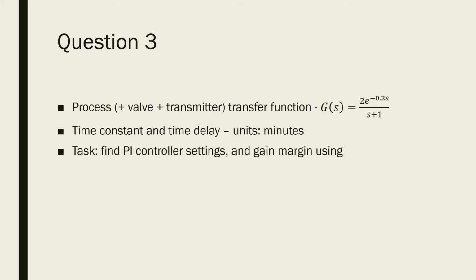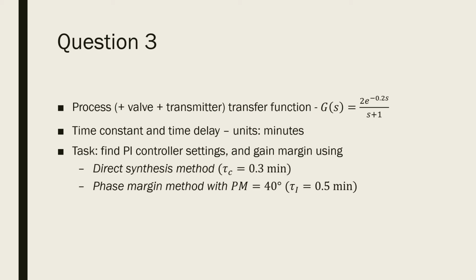Our task is to design a proportional integral controller and to compute the gain margin using two methods: the direct synthesis method, where the desired closed loop time constant is 0.3 minutes, and the phase margin method, with phase margin equals 40 degrees, where the integral time is 0.5 minutes.